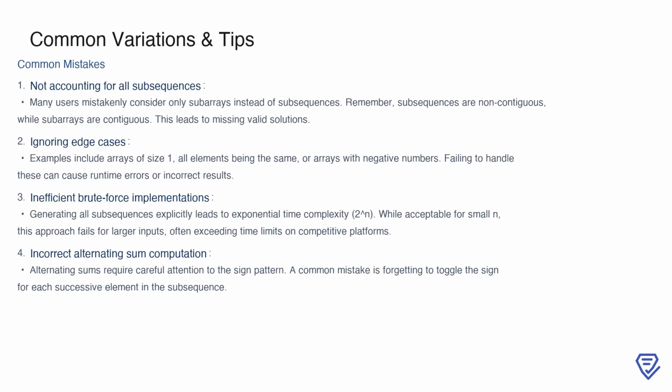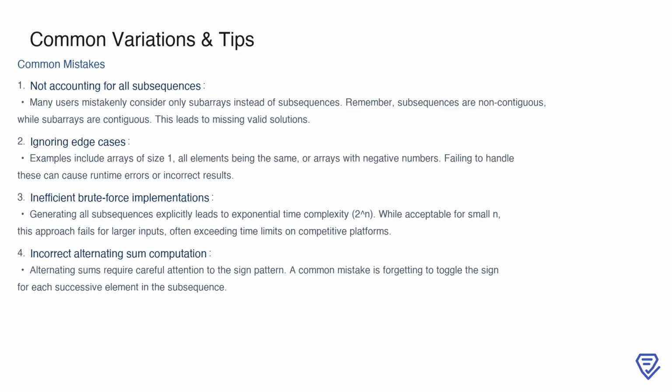When solving this problem, there are several common mistakes to watch out for. First, it's important to distinguish between subsequences and subarrays. A subsequence can include non-contiguous elements selected from the array, whereas subarrays are contiguous by definition.